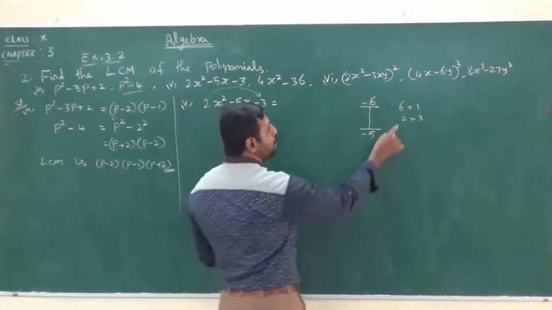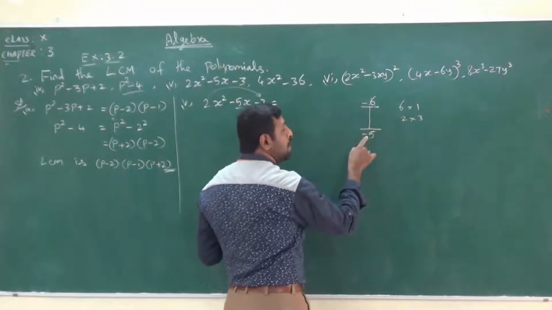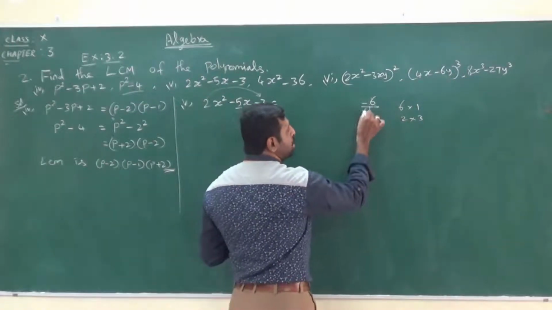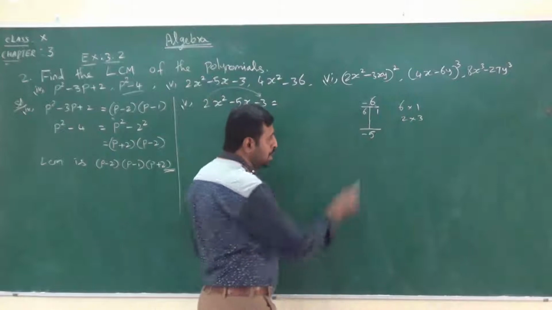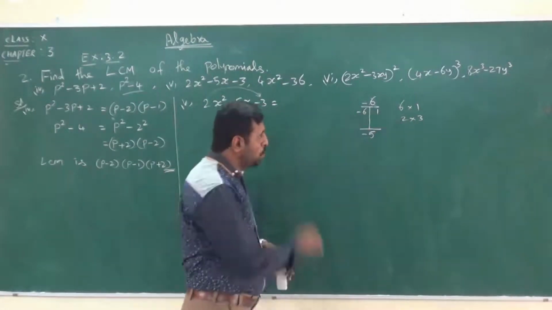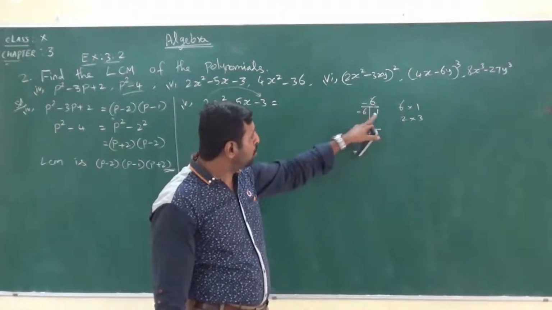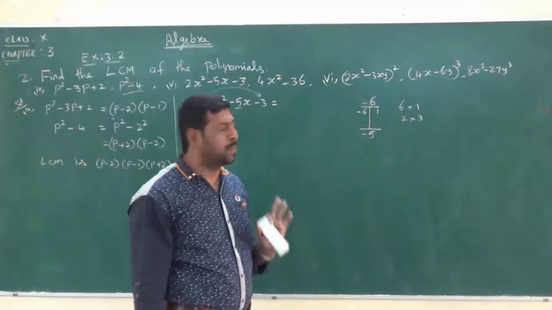So here we need the terms. When we multiply, we need minus 6. When we add, we need minus 5, so 6 ones are 6. See, here we have minus, so put the minus symbol here. Minus 6 into plus 1. If you add these terms, we get minus 5.